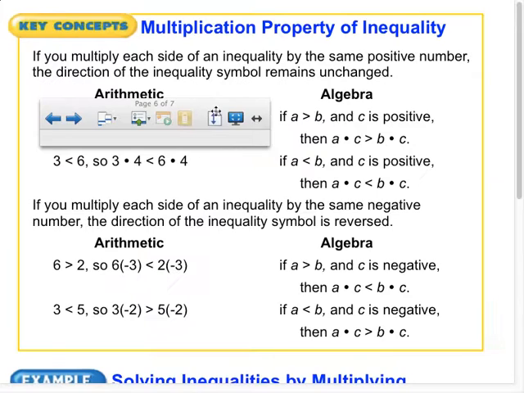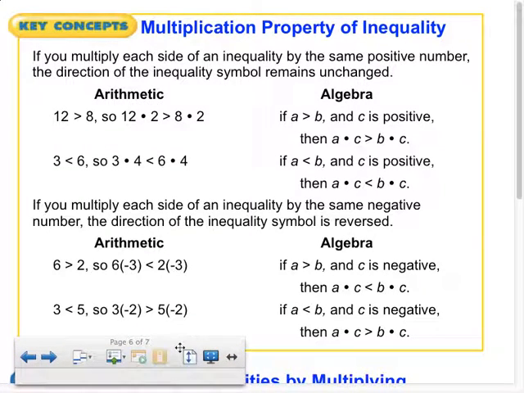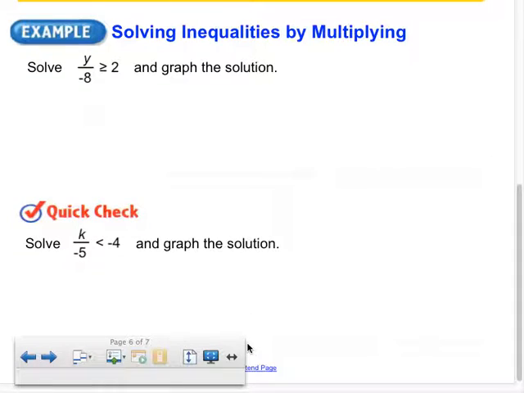Okay, moving along. Guess what? Multiplication property of inequality. It's the same thing. If the number you multiply both sides by is a negative number, guess what you've got to do with your inequality? Change the direction. So let's go ahead, solve these two, and graph them. Quickly solve these and graph.